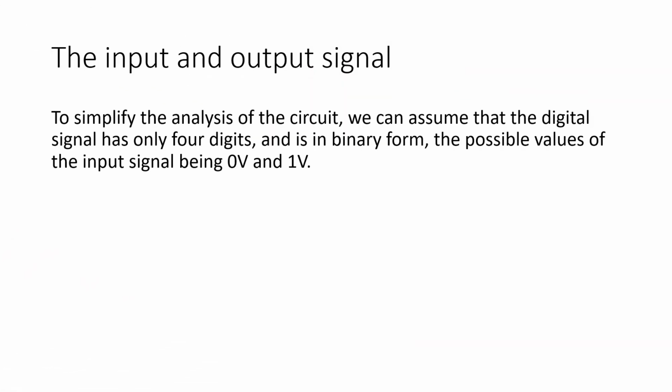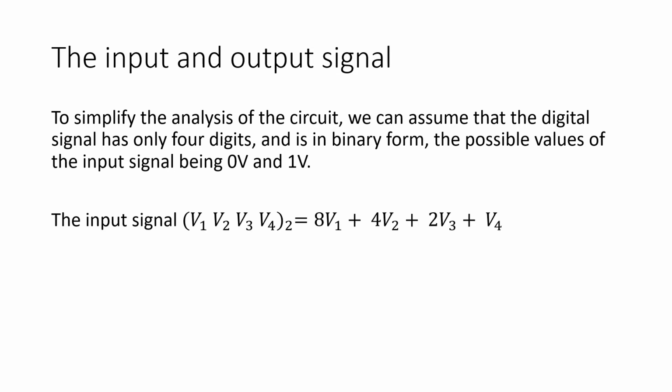So to simplify the analysis of the circuit, we can assume that the digital signal has only 4 digits and is in binary form. The possible values of the input signal being 0 volt and 1 volt. And the input signal is V1, V2, V3, V4 and this 2 at the base represents that the signal is in binary form. So to convert it into decimal form or in base 10, we have to calculate 8V1 plus 4V2 plus 2V3 plus V4.